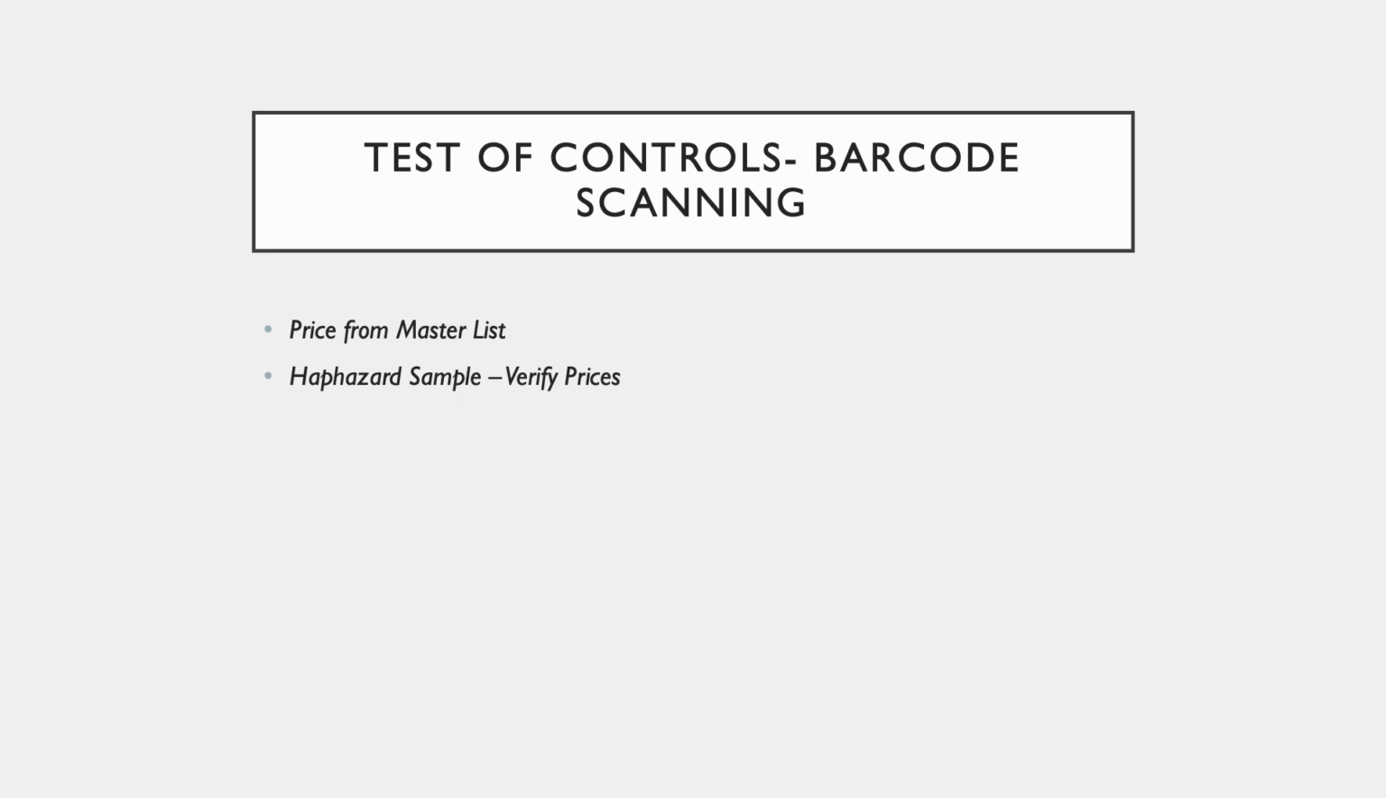Test number two. Select a sample of sales receipts from different dates and ensure that the prices charged match the applicable price list for those dates. These tests confirm that the system is consistently applying the correct prices, even if promotions or price changes occur.